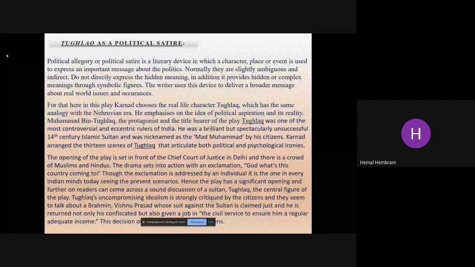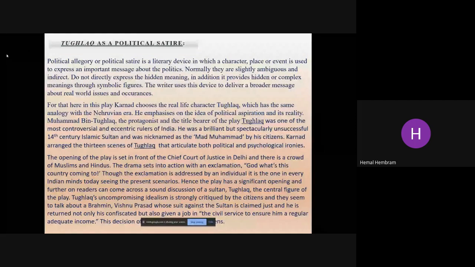For that purpose, in the play, Karnad chooses the real character Tughlaq, which has the same analogy with the Nehruvian era. He emphasizes the idea of political aspiration and its reality. Muhammad bin Tughlaq, the protagonist and the title bearer of the play Tughlaq, was one of the most controversial and eccentric rulers of India. He was a brilliant but spectacularly unsuccessful 14th century Islamic sultan and was nicknamed Mad Muhammad by his citizens.